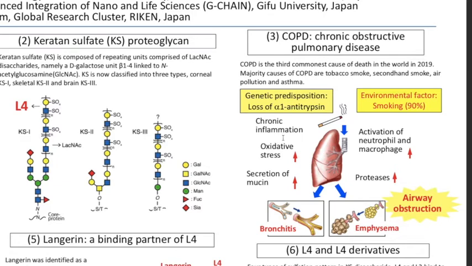On the other hand, COPD, chronic obstructive pulmonary disease, was the third commonest cause of death in the world in 2019. As you may know, the major cause of COPD is tobacco smoking. Tobacco smoking damages the airway and induces inflammation. Chronic inflammation leads to severe obstruction of the airway, which impairs the lung's function for gas exchange.